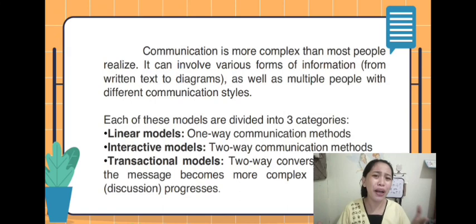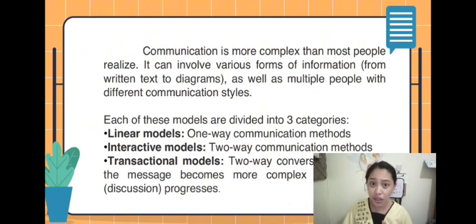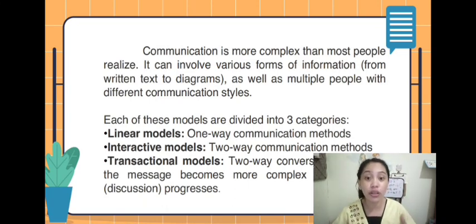And let's start. As we all know, communication is more complex than most people realize, right? It can involve various forms of information, from written text to diagrams, as well as multiple people with different communication styles. At this time, these models are divided into 3 categories: the linear models, the interactive models, and the transactional models. When we say linear models, it is a one-way communication method, while interactive models mean two-way communication methods. When we say transactional models, it is a two-way conversation wherein the message becomes more complex as the event or the discussion progresses. So, let's start with the different models.